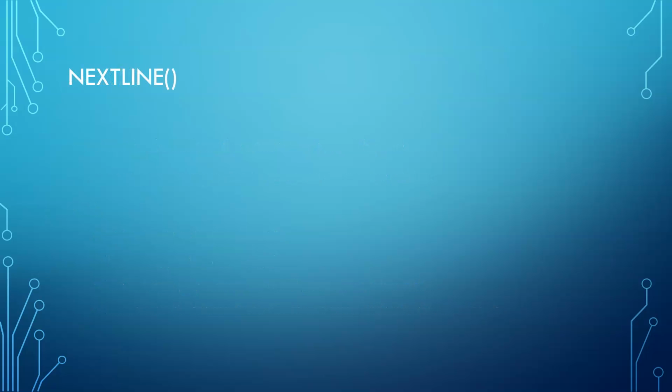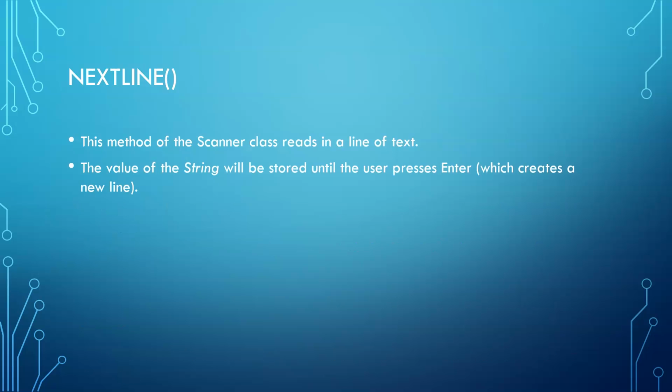Now, comparatively, we have another method, which is nextLine. This is a method of the Scanner class that reads in a whole line of text. So rather than just a single word, it's going to read in a whole line of text. The value of the string will be stored until the user presses enter, which creates a new line. With next, it just looks for the next white space. Here, it's going to be looking for the newline character.